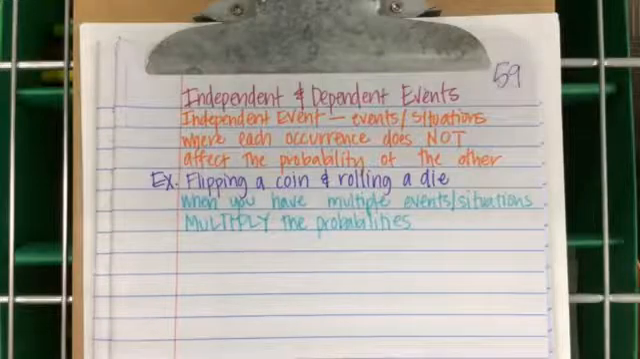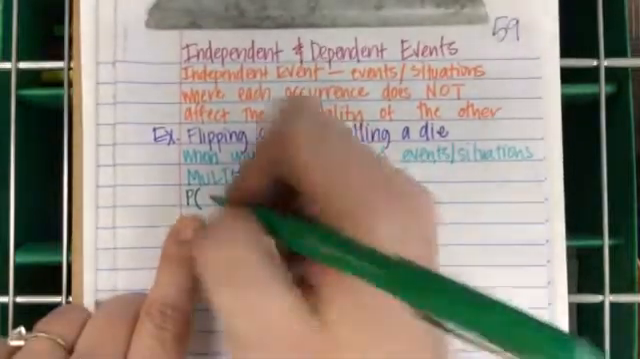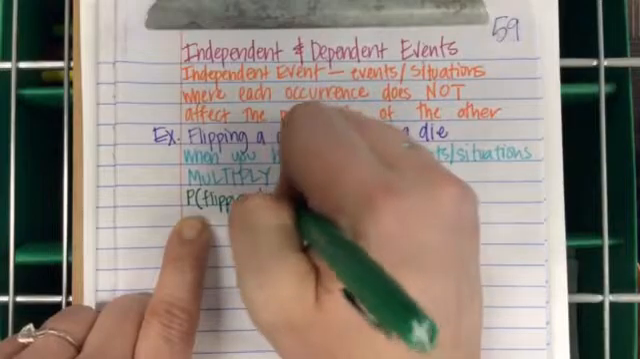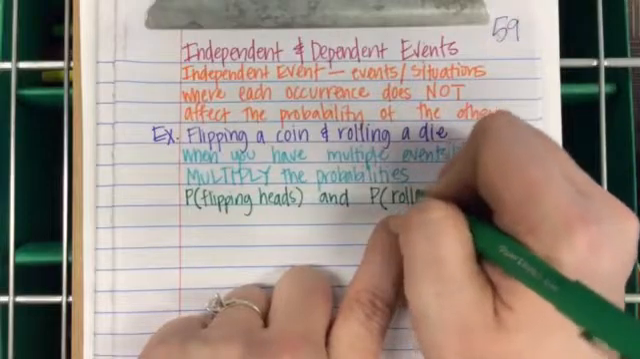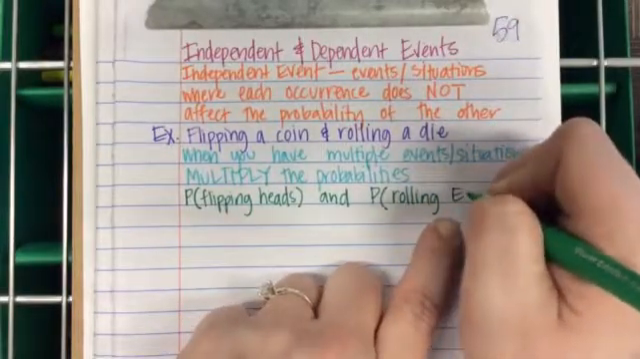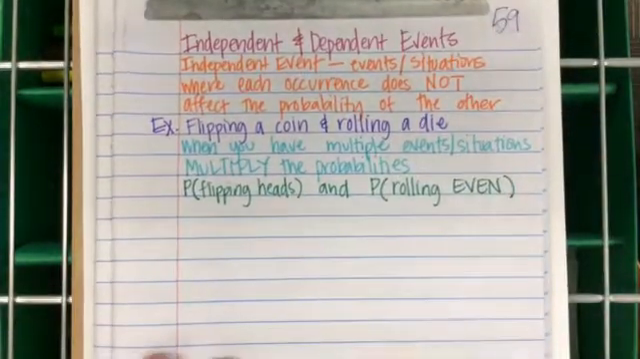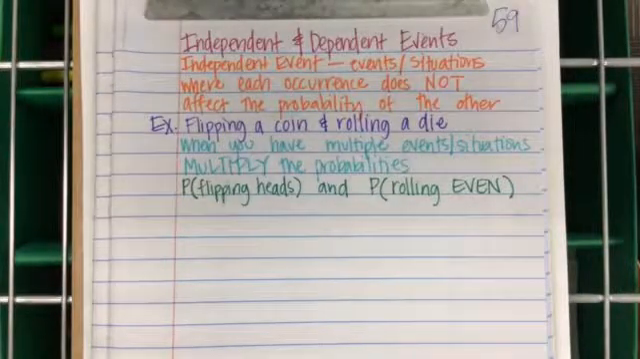You want to see how it works? All right, the probability of flipping heads and the probability of rolling an even. No, let's do even, that's fine. The probability of flipping a heads and the probability of rolling an even. They're two things that are independent of each other.